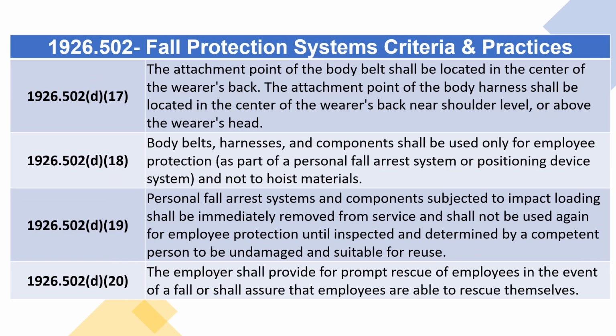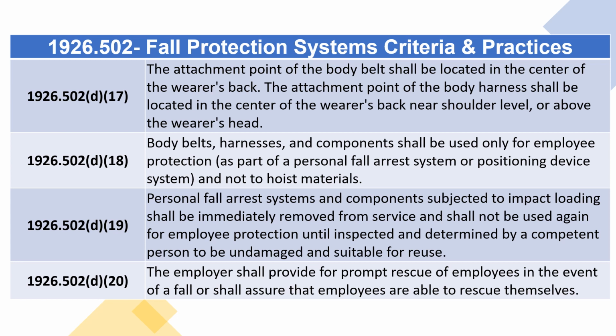1926.502(d)(17) The attachment point of the body belt shall be located in the center of the wearer's back. The attachment point of the body harness shall be located in the center of the wearer's back near shoulder level or above the wearer's head. 1926.502(d)(18) Body belts, harnesses, and components shall be used only for employee protection, as part of a personal fall arrest system or positioning device system, and not to hoist materials.